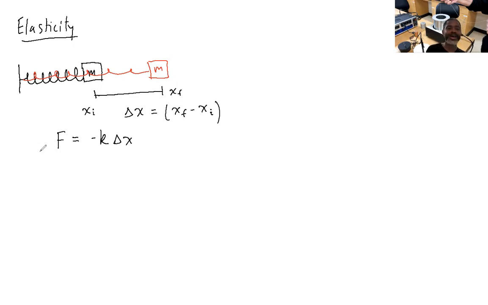Okay, and so this law that describes the force you get by stretching or compressing a spring is known as Hooke's law. And of course, it's named after Robert Hooke, a British scientist from the 17th century. He was a contemporary of Isaac Newton. Actually, they didn't get along, from what I hear. But that's another story.